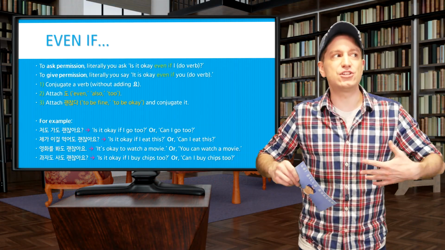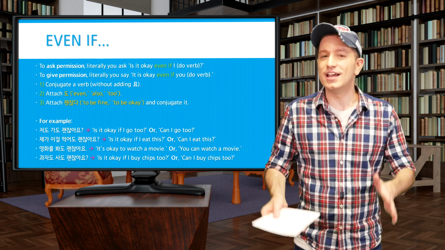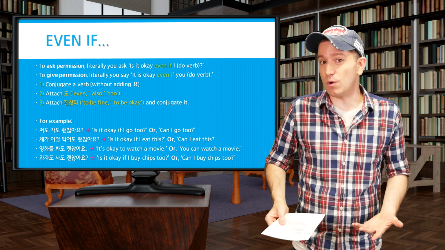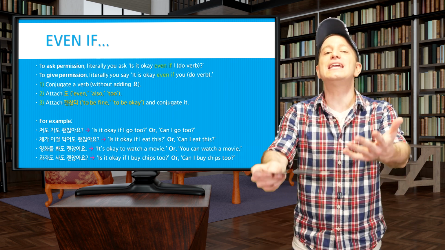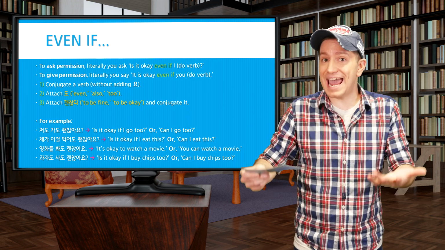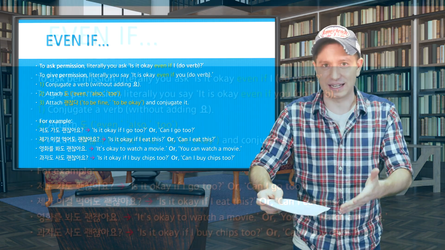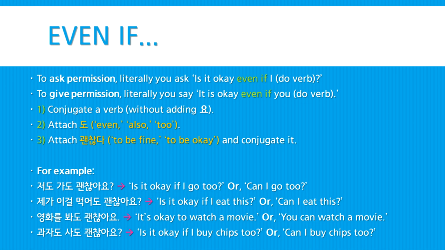In order to say that it's okay to do something or ask if it's okay to do something, we're going to need to learn another form. And literally what we're going to do is ask, is it okay even if I do something? Or say, it is okay even if you do something. And here's the form for that. First, conjugate a verb without adding the yo. Then attach the particle 도, which means even or also or to. So literally this means even if you do verb, or even if I do verb. And finally, attach the descriptive verb 괜찮다, meaning to be fine or to be okay, and conjugate it.